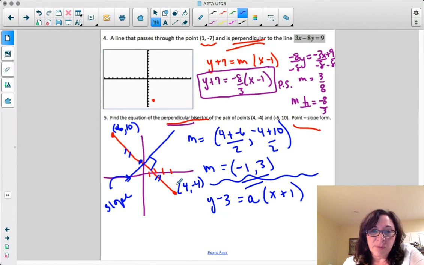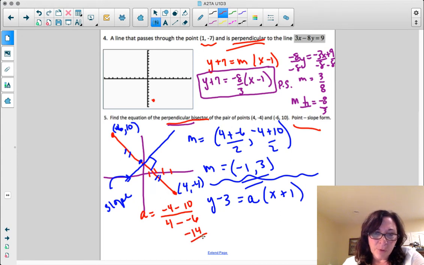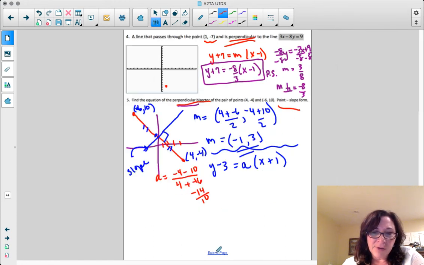So let's find the slope of this line. The slope of that line right there is, that's negative 6, 10. That's 4, negative 4. So we're going to subtract our y's. So we'll use a equals the difference of our y's, negative 4 minus 10, over the difference of our x's, which is 4 minus negative 6. So negative 4 minus 10 is negative 14 over this, which makes 10. And so that reduces to, we're going to divide by 2, negative 7/5.